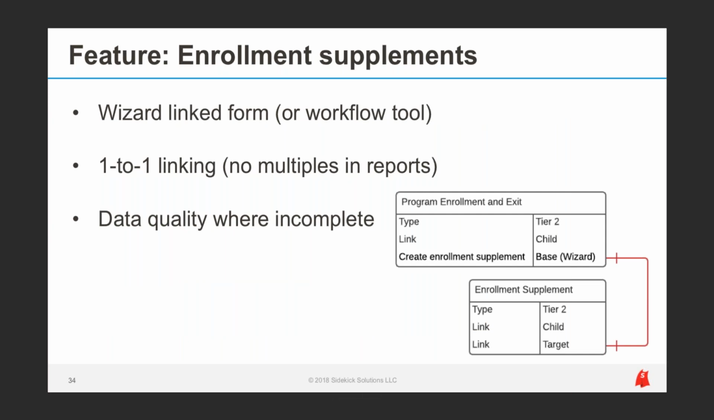What we did is we created a second form, and we hard-coded that form straight to the program enrollment so there could be one and only one enrollment supplement. This gave us the best of both worlds: a universal design that honored program specificity while still maintaining a streamlined workflow experience in Apricot. In addition, we could build data quality reports to show us where enrollment supplements were missing, and we'd never get duplicates in reports because we hard-coded this link as a one-to-one.